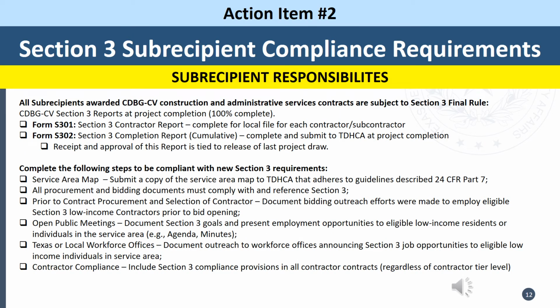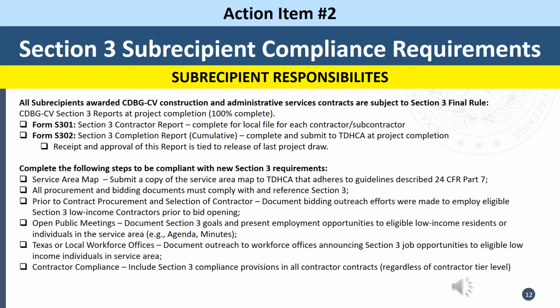Let's go over what your responsibilities are as a subrecipient in order to comply with Section 3. Each of your contracts is subject to the Section 3 final rule, and with that comes reporting requirements. A couple of forms to keep in mind. There's Form S301, which is the Section 3 contractor report. This is for your local files only, but you must complete one for each contractor and subcontractor that works on the project. Form S302 is the Section 3 completion report.